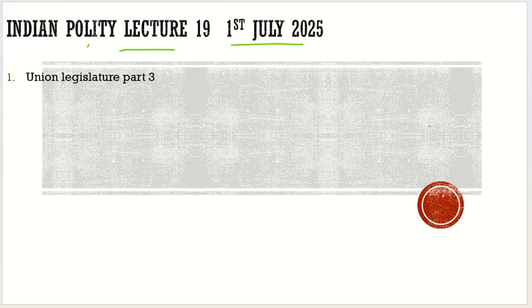And then we discussed the union executive. We discussed the president in detail. We discussed vice president. We discussed the council of ministers and attorney general of India. With respect to all these offices, we discussed everything what is required for you to clear the exam.